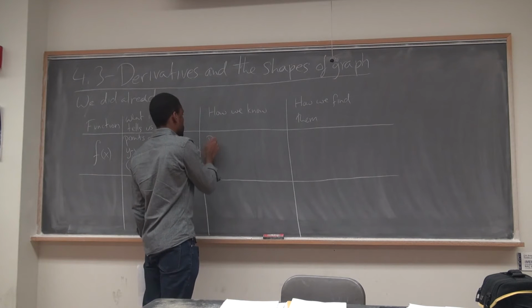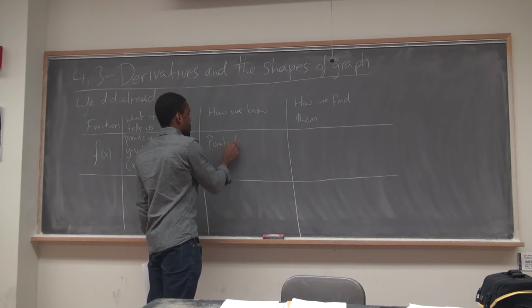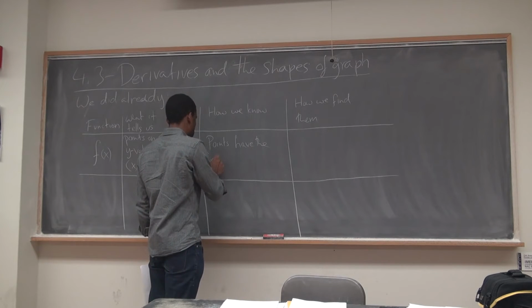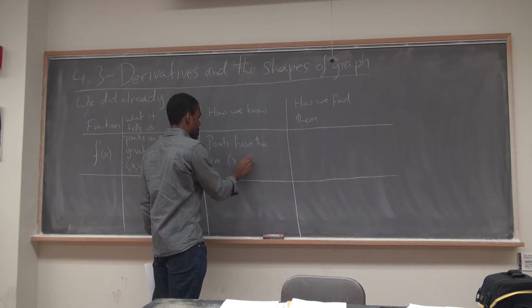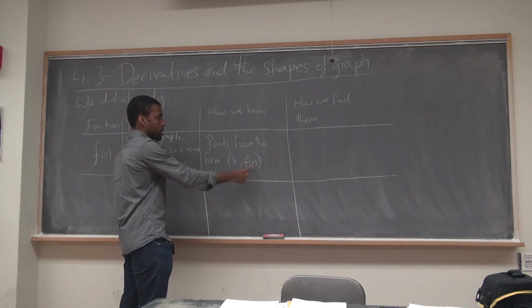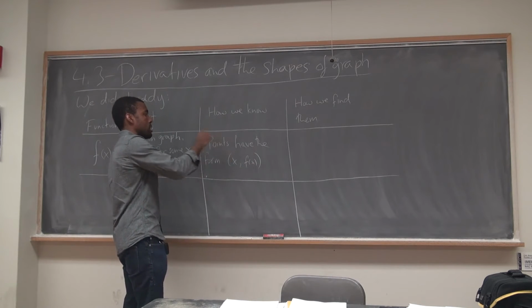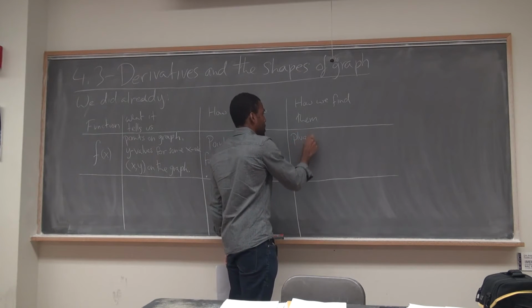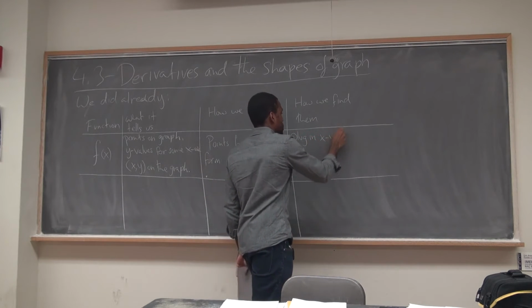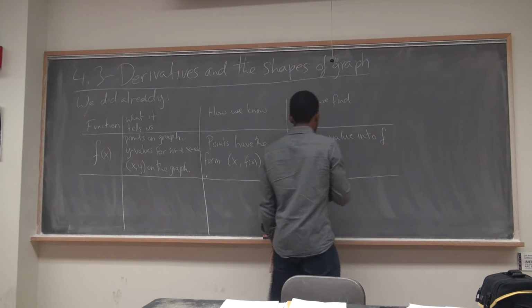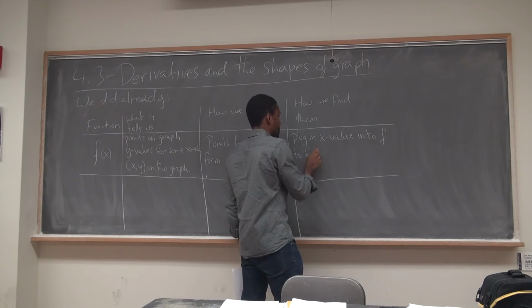Now we know points have the form x comma f of x. So you put the x value here, whatever that value is, and f of x here, meaning you plug that number in. That's how we find them. Plug the x value into f to find the y value.